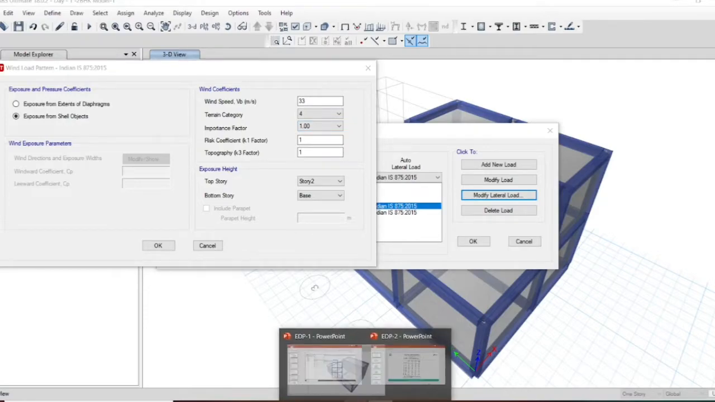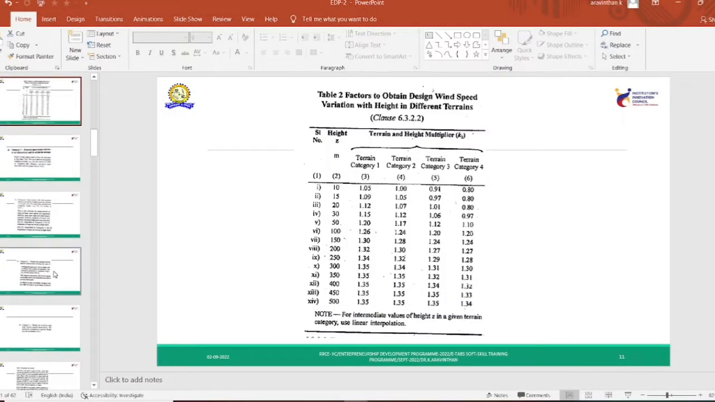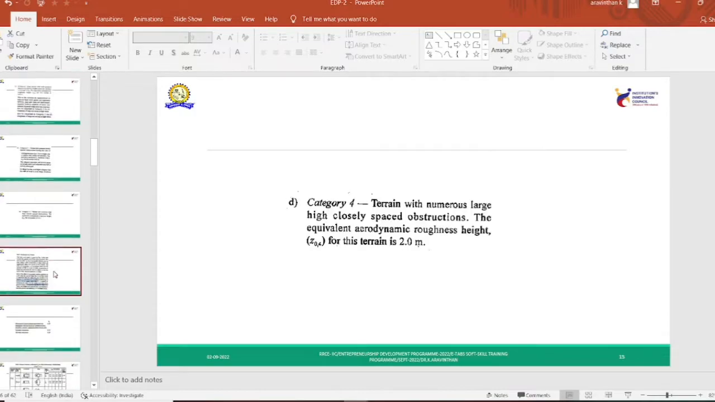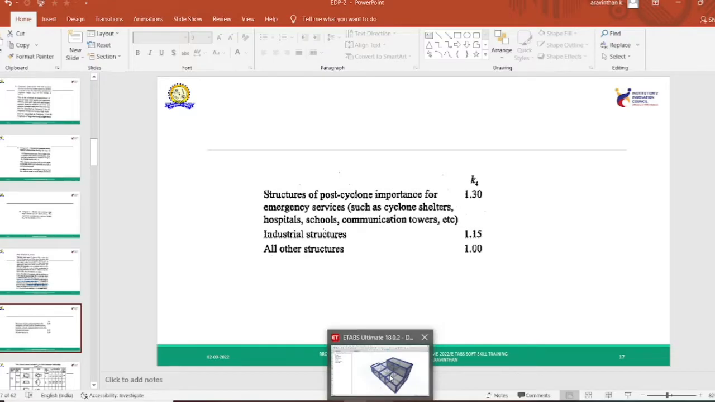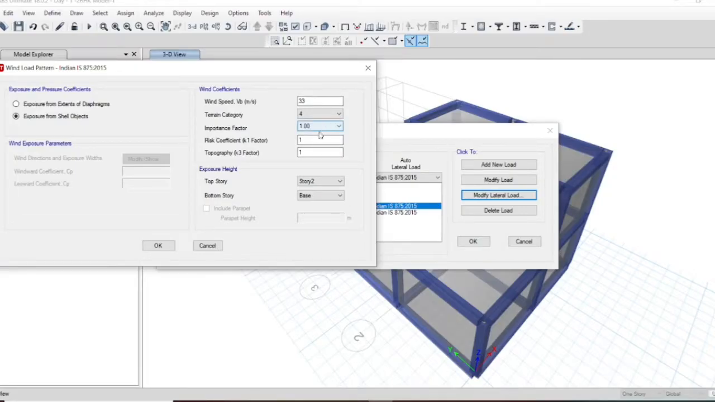Importance factor is based on what kind of building we are using. We are all other structures which have 1. We are not building any industrial building, school or communication tower, etc. We are only coming around other structures. So let us go here. Importance factor is 1, 1.53. Here we will be selecting 1.